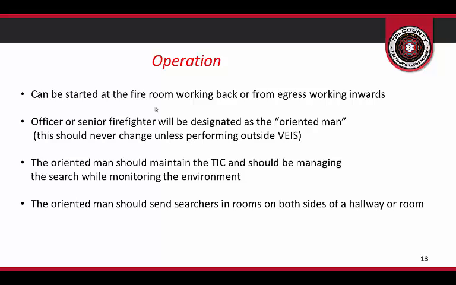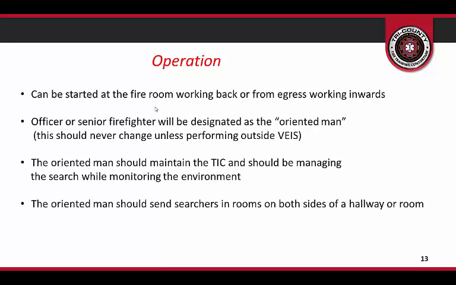So in Lieutenant Meyer's PowerPoint, he'll talk about switching the roles when you're doing outside VEIS and moving the ladder. Other than that, inside, the oriented man should not change, because they are, one, the person who's designated as the search leader, and two, we don't want that person to be confused. We don't want them to rotate positions and go from searching around the inside of a room to now being the oriented person. That's a recipe for disaster.